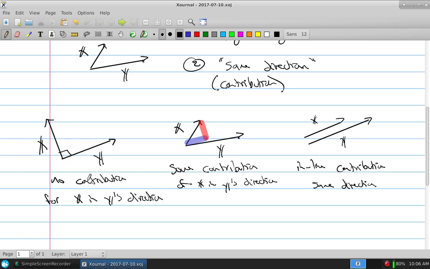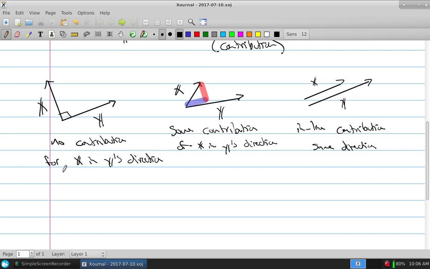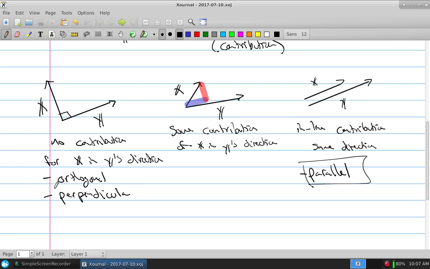Normally, when we see this, what special words go along with it? Orthogonal. Perpendicular. What normally is a special word for exactly inline contribution or same direction? Parallel. Now, the words parallel and perpendicular are reserved for geometry, so these are reserved for R2 and R3. When you say perpendicular or parallel, you're talking about two-dimensional or three-dimensional space.